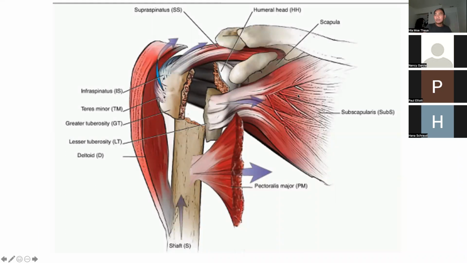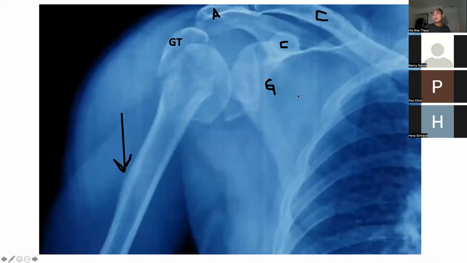Therefore, everything falls apart, because the greater tuberosity is being pulled by the rotator cuff, supraspinatus, infraspinatus, teres minor, and the subscapularis is pulling this part, and this proximal humerus, with the weight going down, but with the deltoid attachment, it is going up.